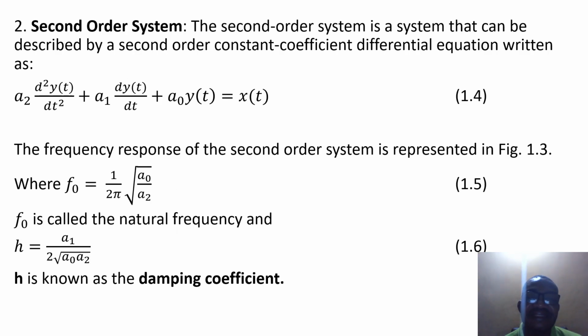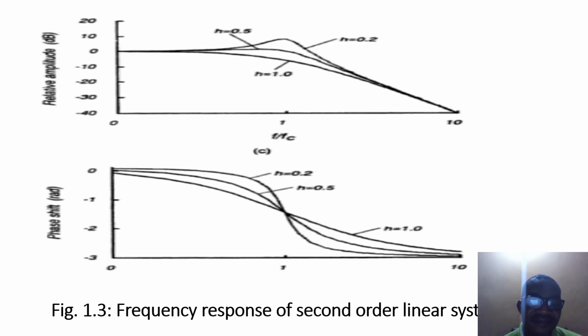Then we have the second order system. The second order system is a system that can be described by a second order constant coefficient differential equation, written as A2 d²y of t over dt squared plus A1 dy of t over dt plus A0 y of t is equal to x of t, as shown in equation 1.4. The frequency response of a second order differential equation is shown in this graph.